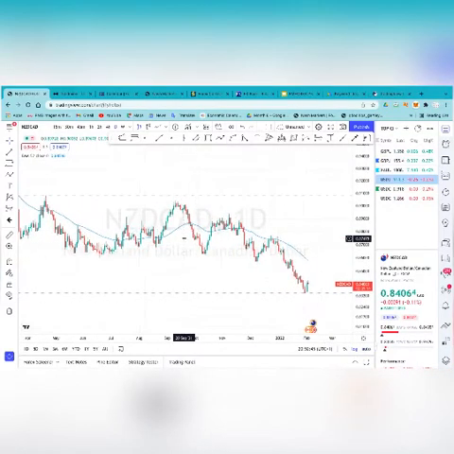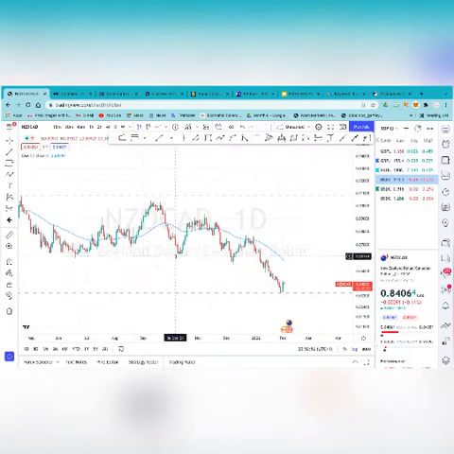So now I'm using the daily time frame. What I do on the daily time frame is I'm actually interested in major turning points.